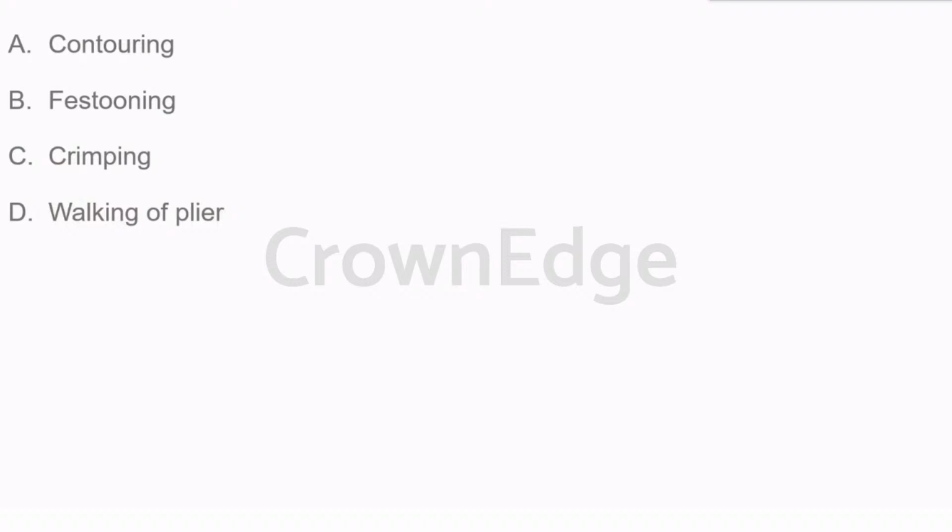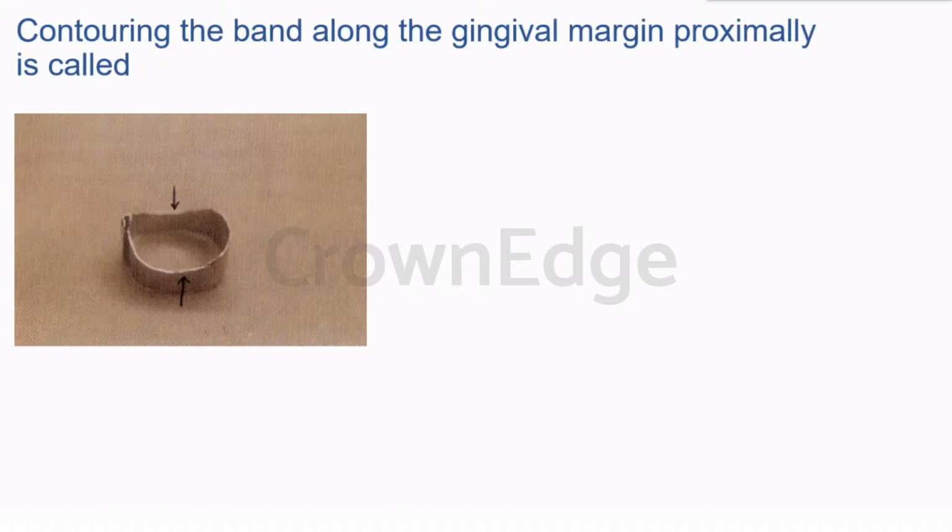So the right option for this is option B, festooning. What happens in festooning is you contour the band in order to follow the gingival margin proximally. This is not being done with a contouring plier. You literally cut the band in that region to contour the gingival margin proximally.